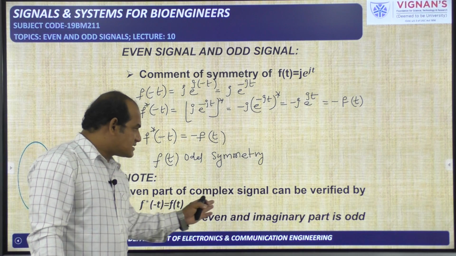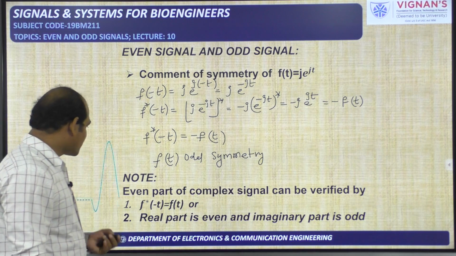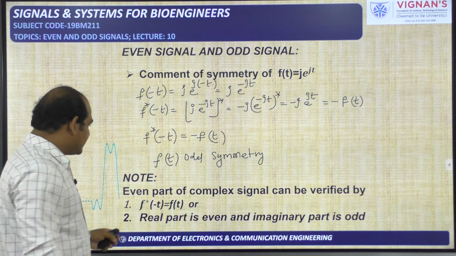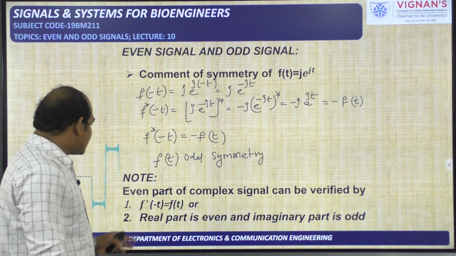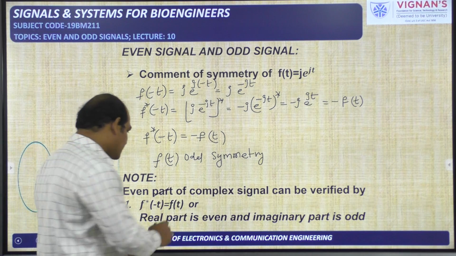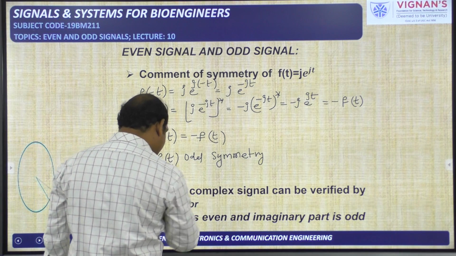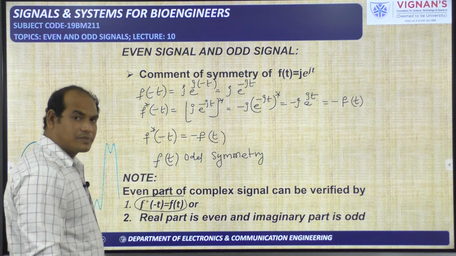Even symmetry of the complex signal can be verified by f star of minus t is equal to f of t. This is the condition we have taken, and we did some problems.